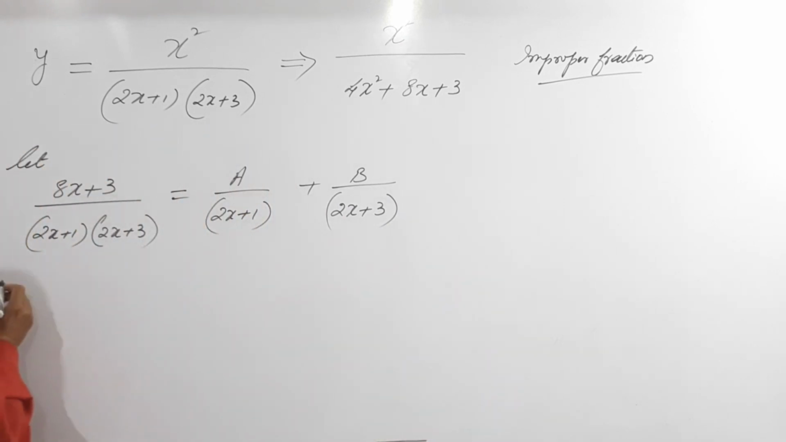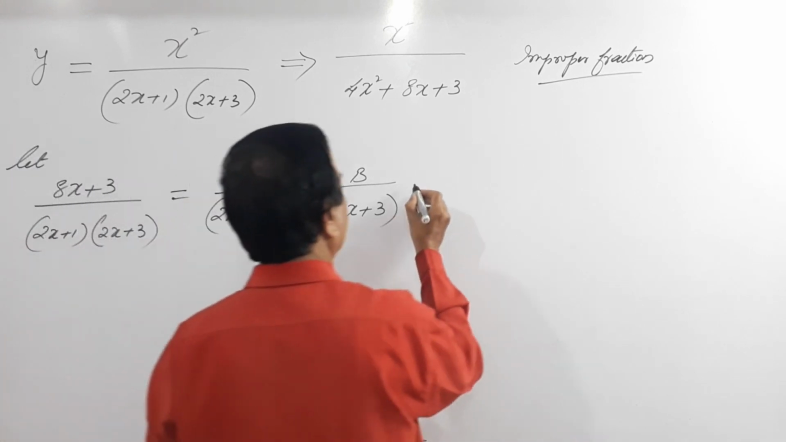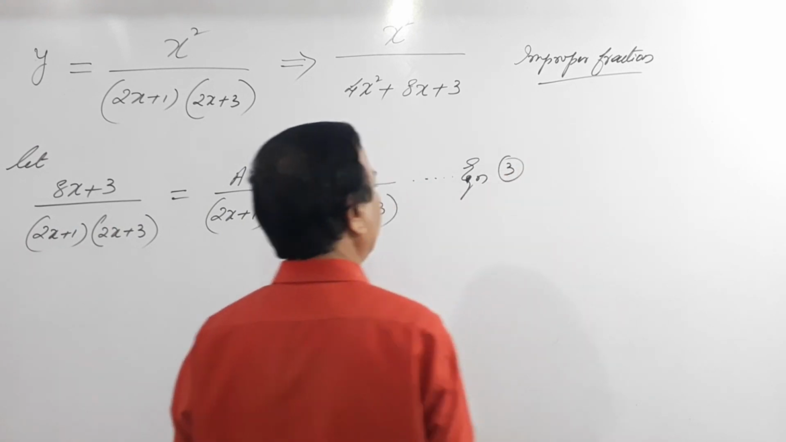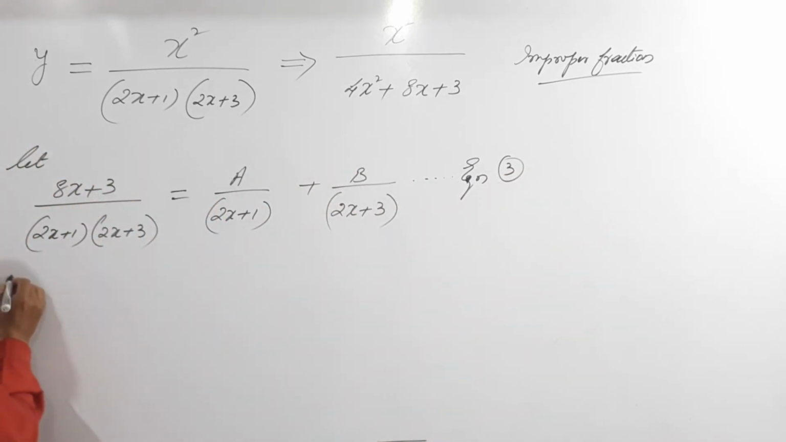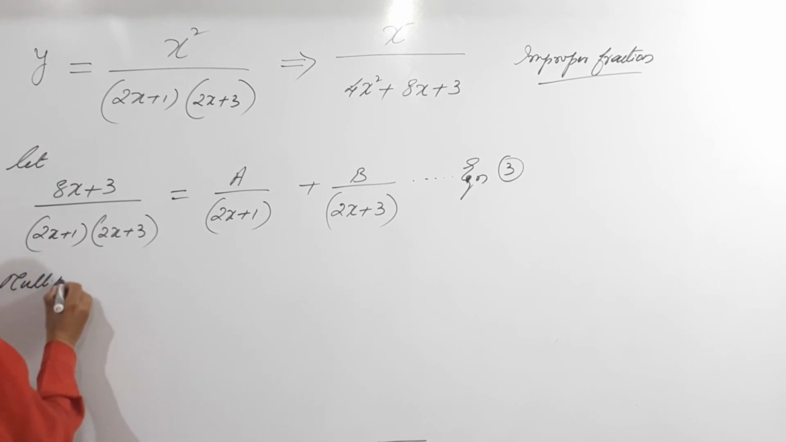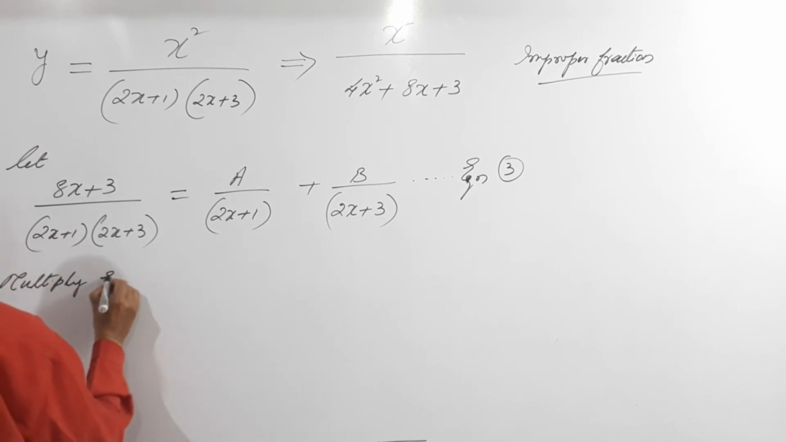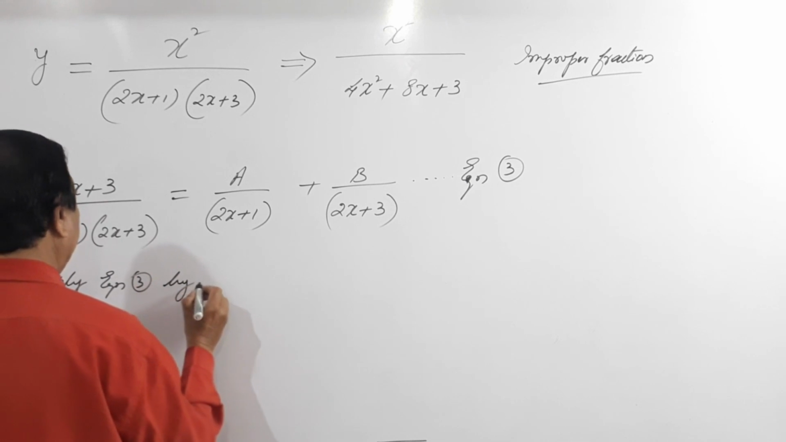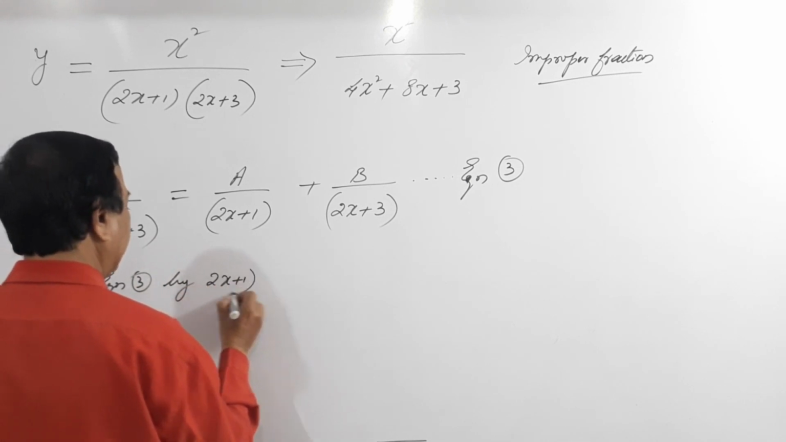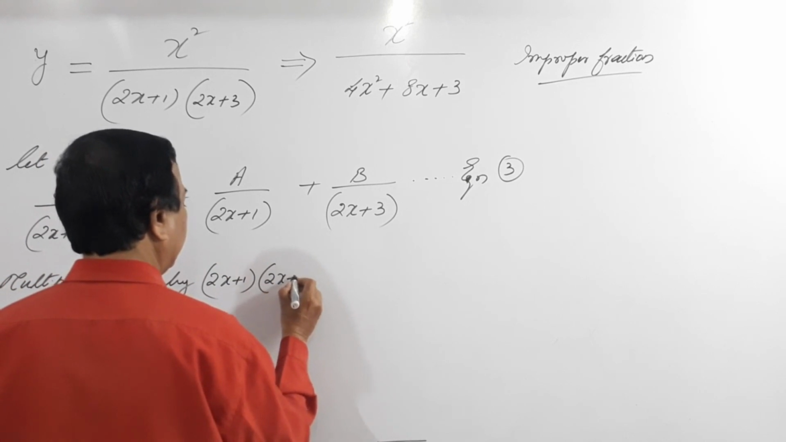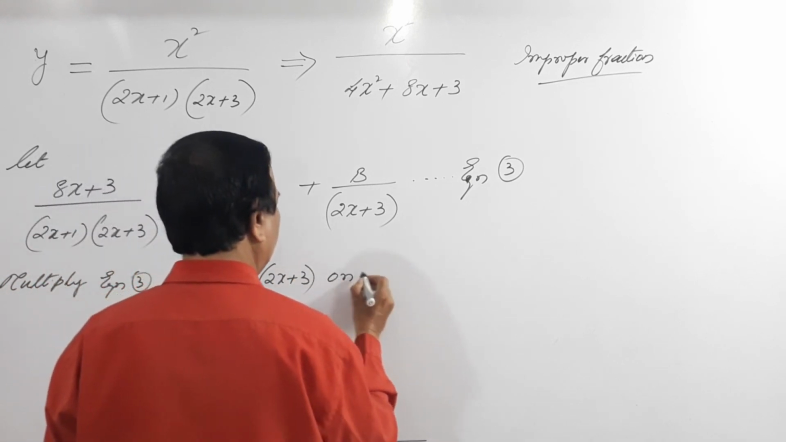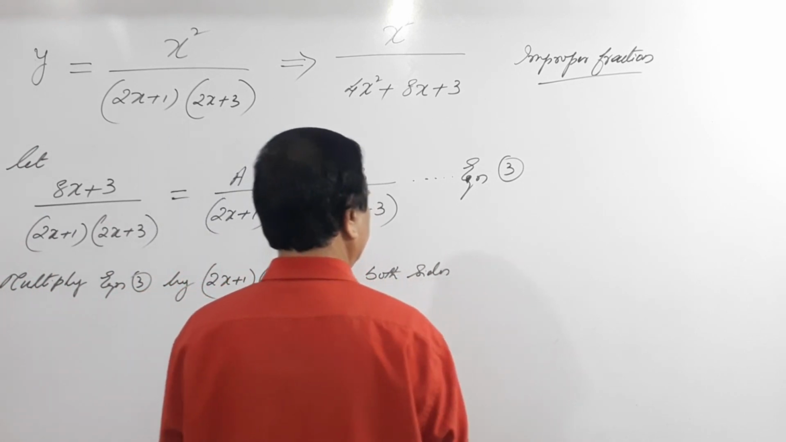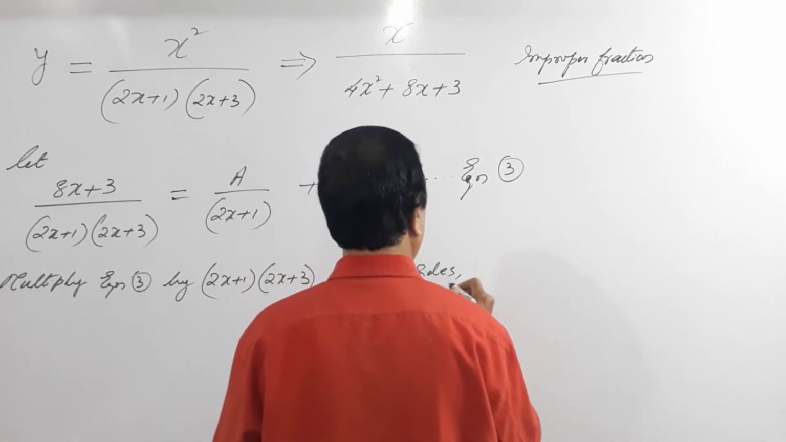I call this equation 3. Multiply equation 3 by 2x plus 1 into 2x plus 3 on both sides. We get.